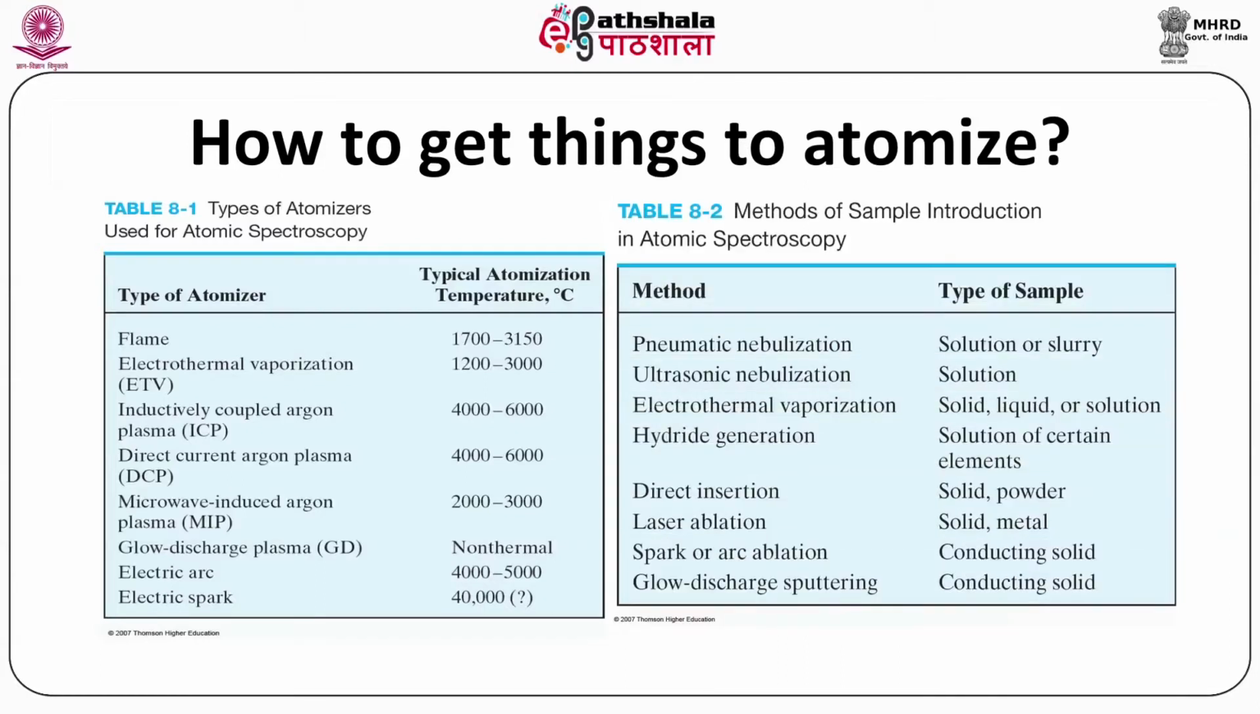Now we talk about the methods for sample introduction in atomic absorption spectroscopy. There are several methods, such as the pneumatic nebulizer, in which solutions or slurry can be used, the ultrasonic nebulizer used for solutions, electrothermal vaporization for solid, liquid or solution, hydride generation for solutions, direct insertion of solid powder, laser ablation for solid metal, spark and arc ablation for conducting solids, and glow discharge sputtering for conducting solids.